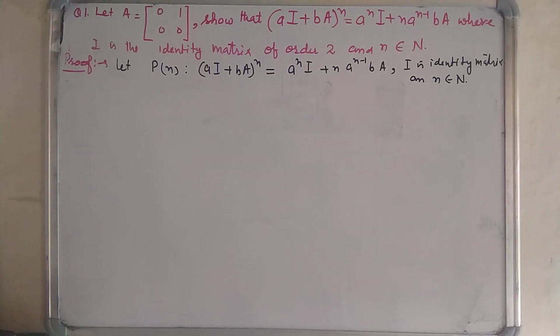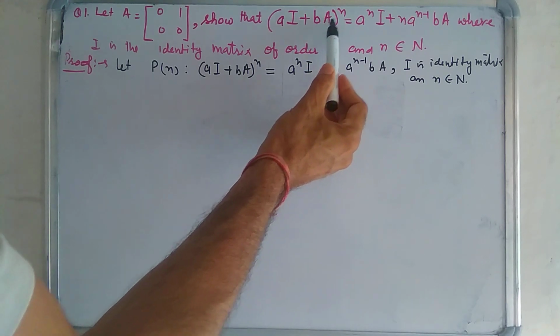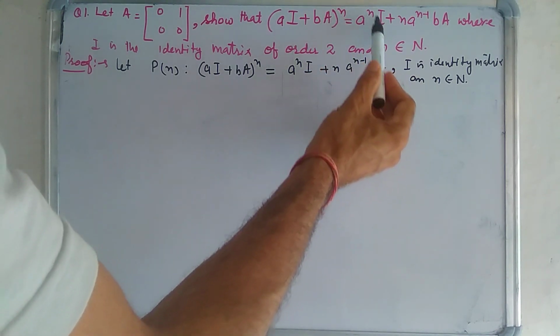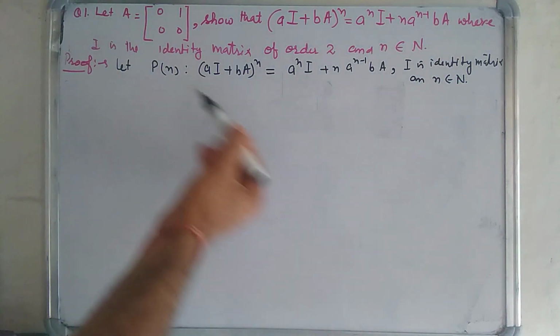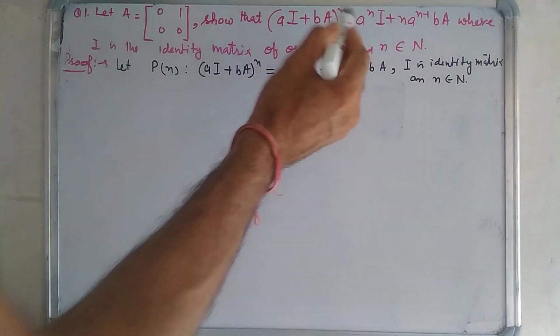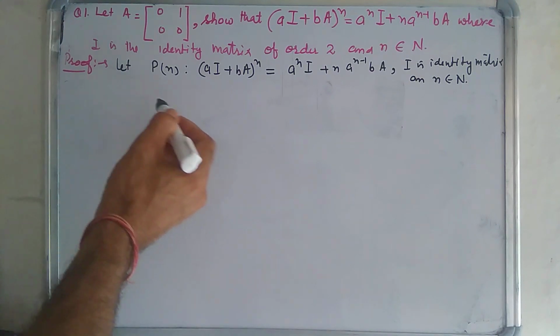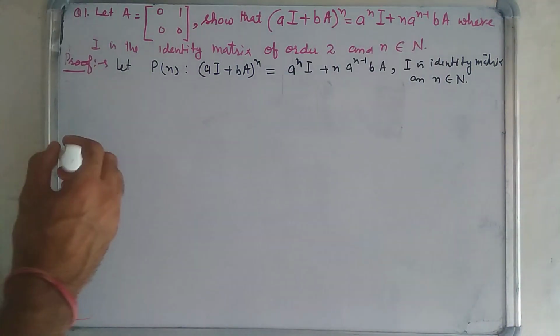Question number 1: Let A be a matrix, so that (aI + bA)^n = a^n I + n b a^(n-1) A, where I is the identity matrix of order n and n belongs to the natural numbers. We shall prove this question by using the principle of mathematical induction. Let P(n) be the statement written here.